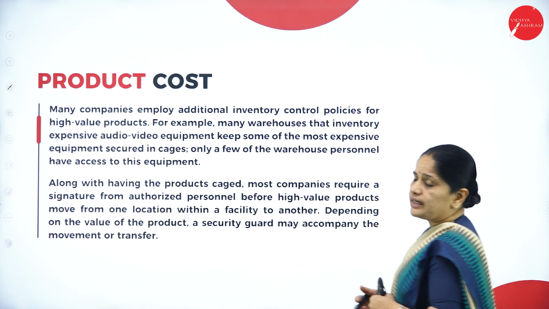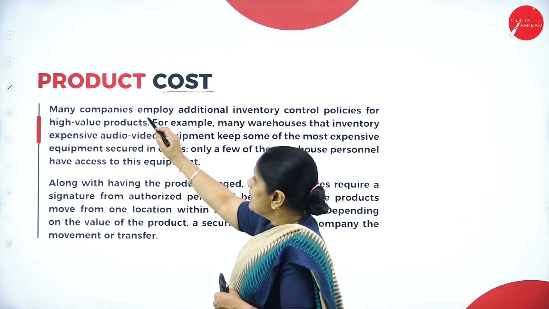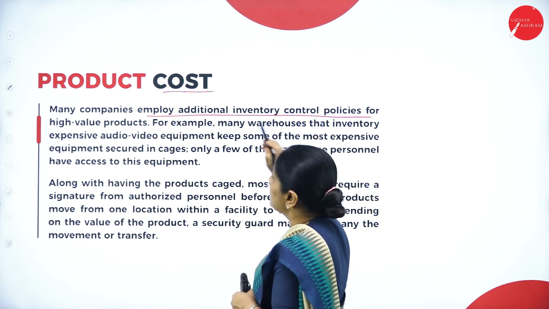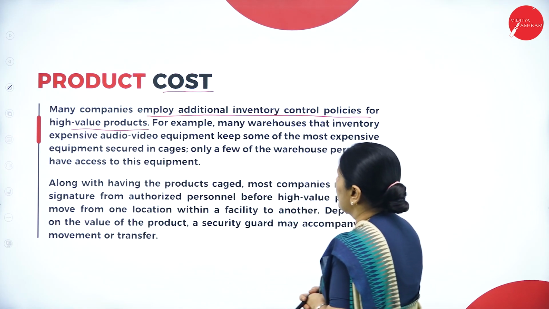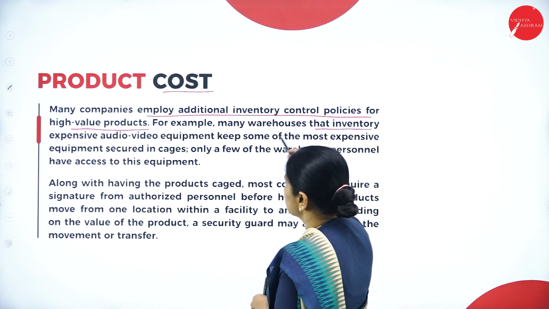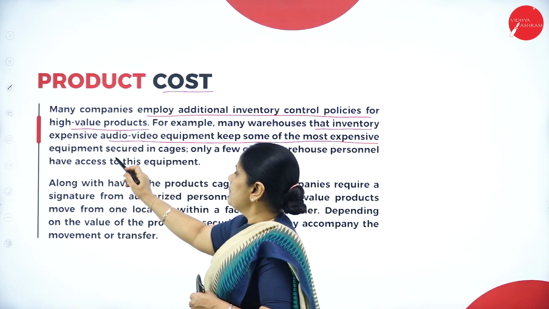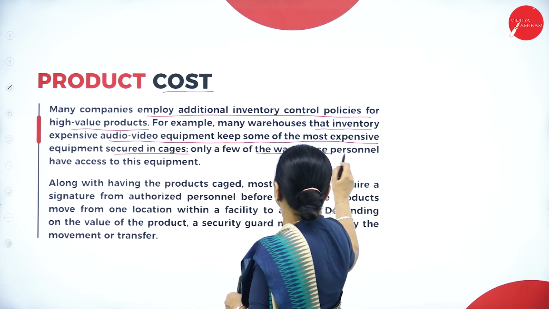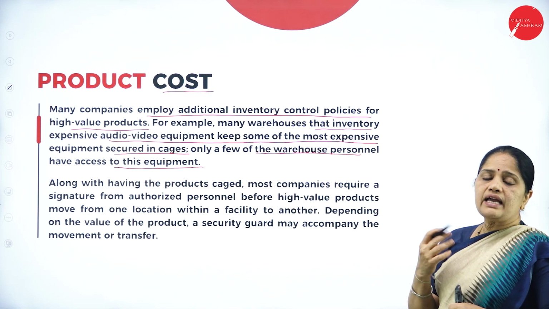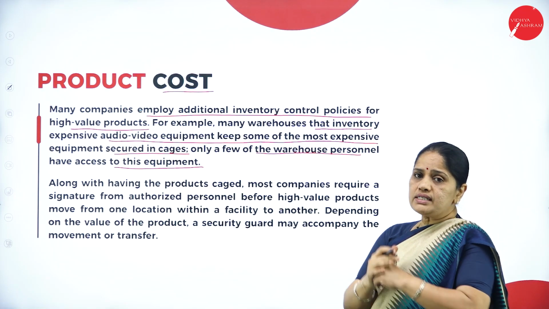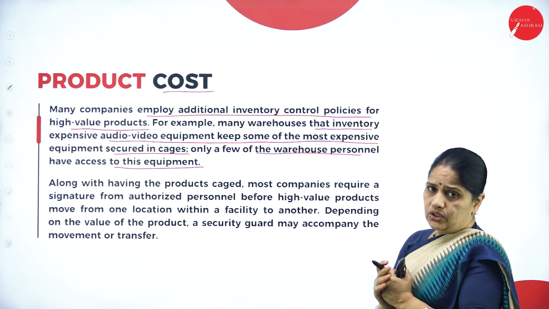Then the second factor which affects the inventory control policy is the product cost. Many companies employ additional inventory control policies for high value products. Now, what are these high value products? For example, many warehouses that inventory expensive audio video equipment keep some of the most expensive equipment secured in cages. Only a few of the warehouse personnel have access to this equipment. So, there are certain high value products, and these high value products will be kept secured in a manner where everybody will not be allowed to handle them.